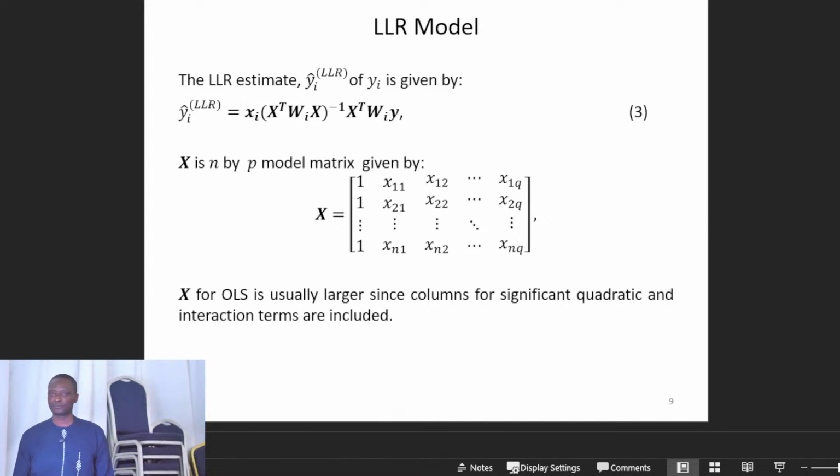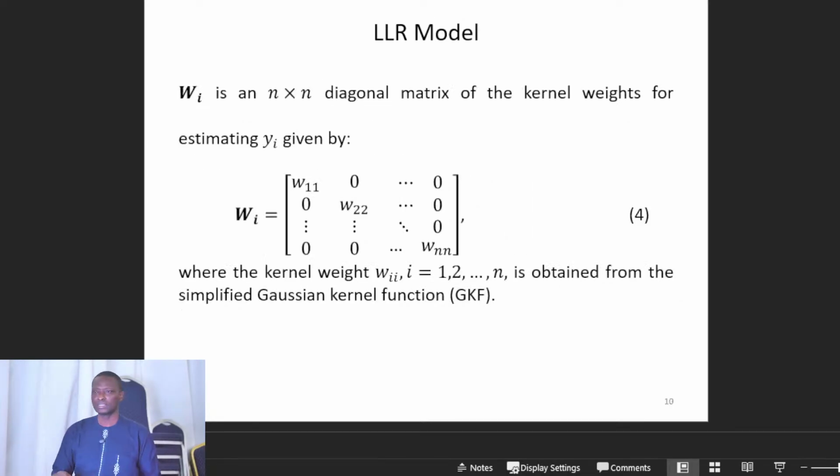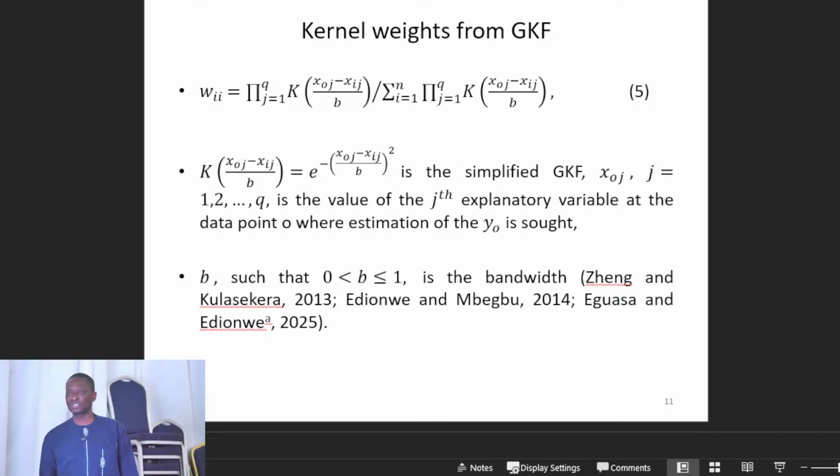Please, next page. Then equation 3 is the mathematical representation of our LLRO. You see that it is almost the same as the OLS. The only difference here is the inclusion of the W subscript i, which are actually the weights. This is the description of the weights. You look at it now, W11 and so on. They are different. Please, next page.